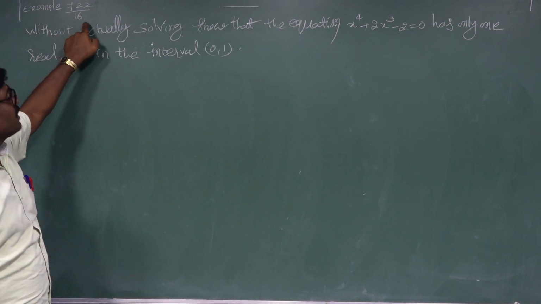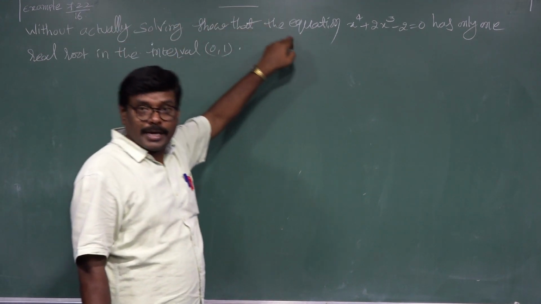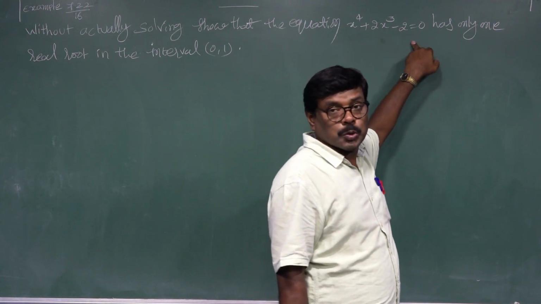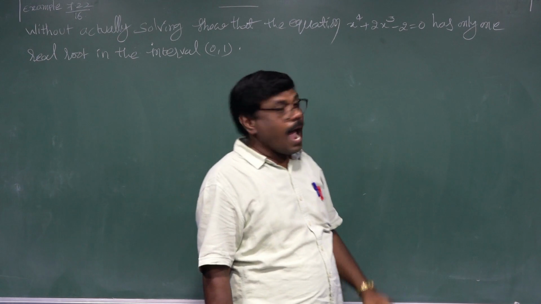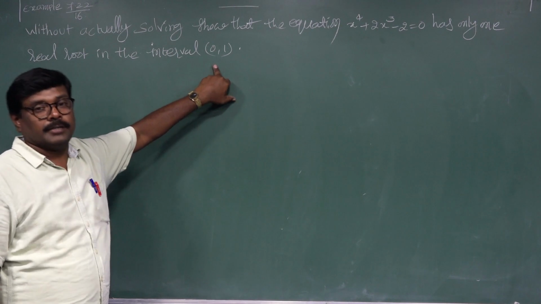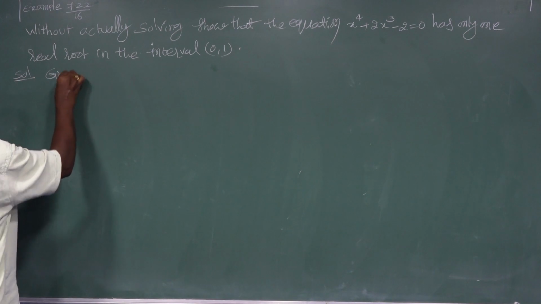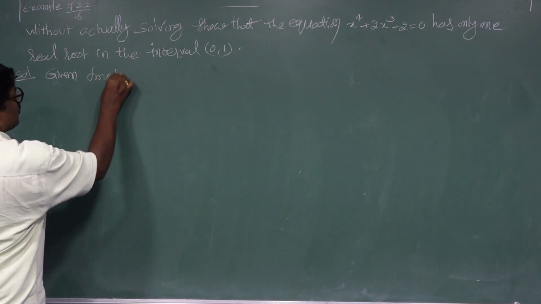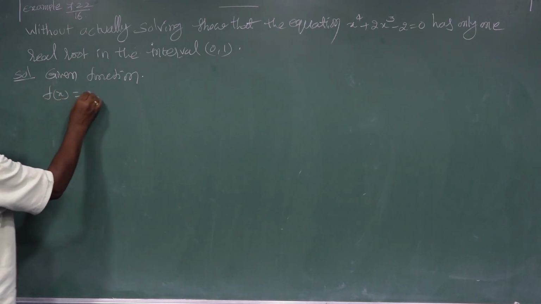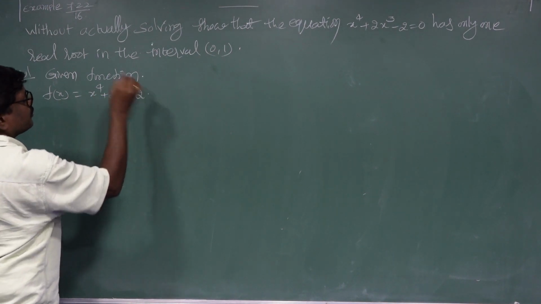Example 7.22, page number 16. Without actually solving, show that the equation x^4 + 2x^3 - 2 = 0 has only one real root in the interval (0, 1). Now, solution. Given the function f(x) = x^4 + 2x^3 - 2.